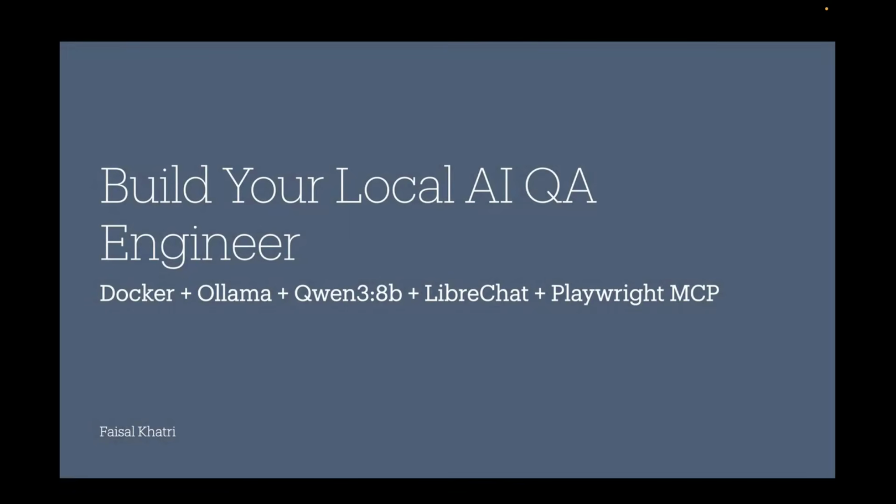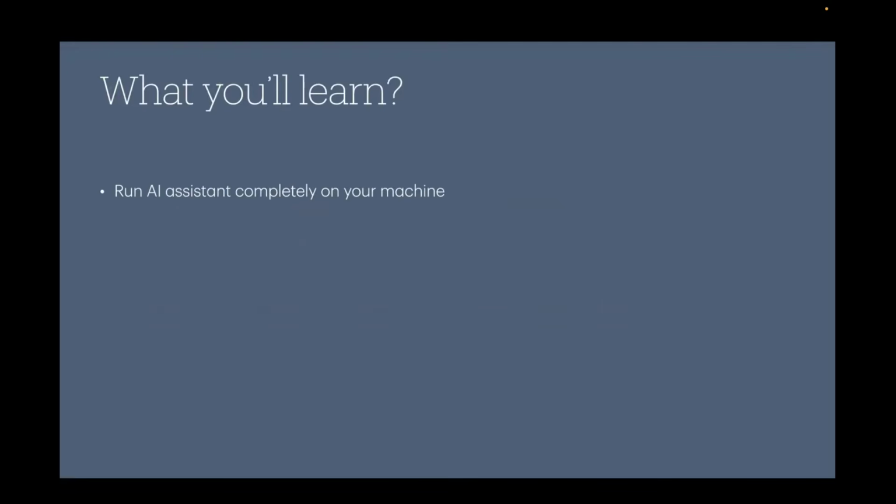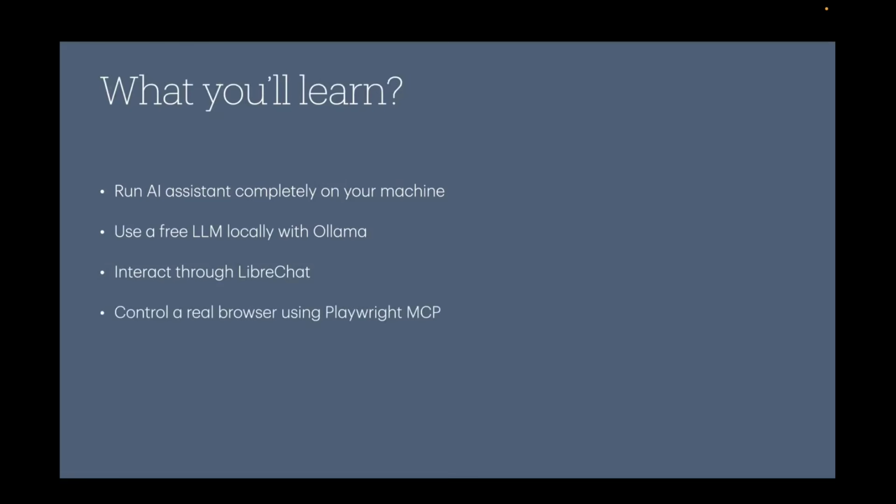In today's video, we are going to build something really exciting, a completely local AI-powered QA automation engineer. By the end of this tutorial, you will have an AI assistant that can run completely on your machine, use a free LLM locally with Ollama, interact through LibreChat, control a real browser using Playwright MCP, execute browser automation using natural language. And the best part, no OpenAI API key is required. Everything runs locally. If you are interested in AI for software testing, browser automation, Playwright, MCP, or building AI agents, this tutorial is for you.